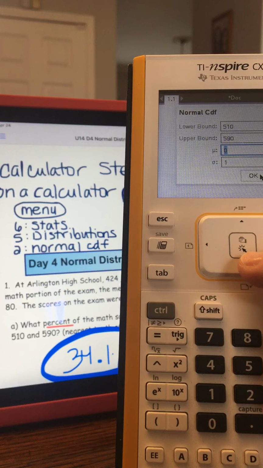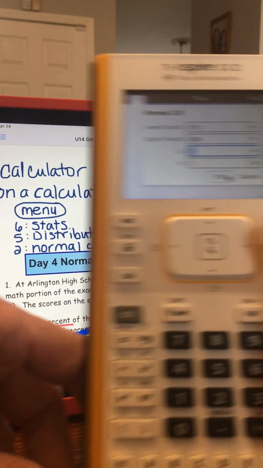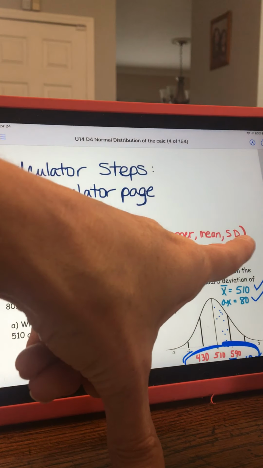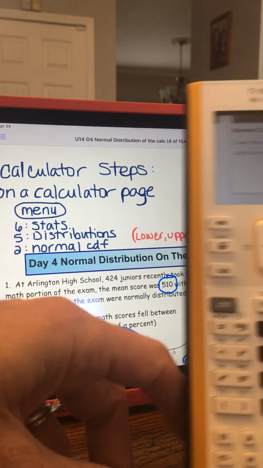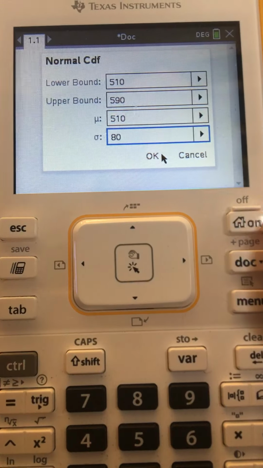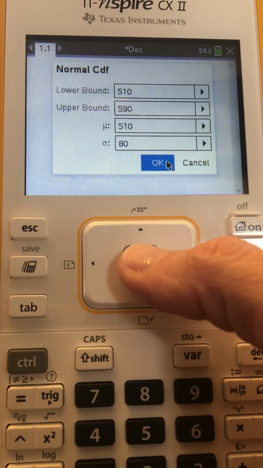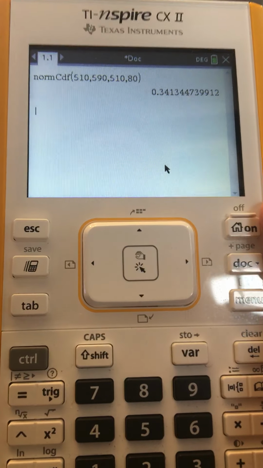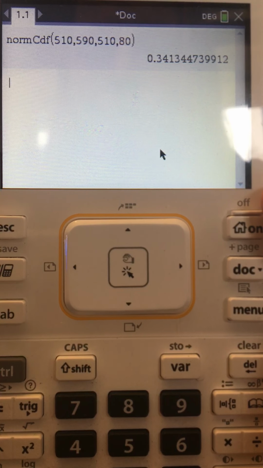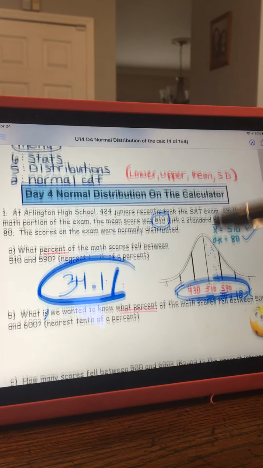Now mu is the mean, remember, okay? Mu is the mean. So there's our lower, upper, then we put in the mean. Our mean was 510. And that's our standard deviation, okay? Standard deviation was 80. Okay, so there's all my info. And now let's hit okay. And there we go. Look, we got approximately, right there's my decimal, convert over, and we get 34.1%. All right, so from now on, we can just use the calculator to do this.